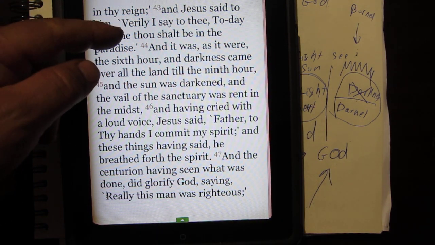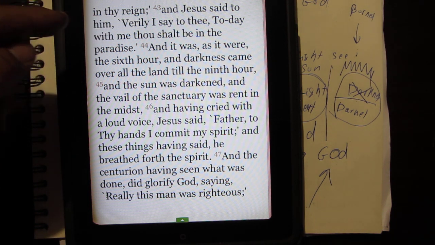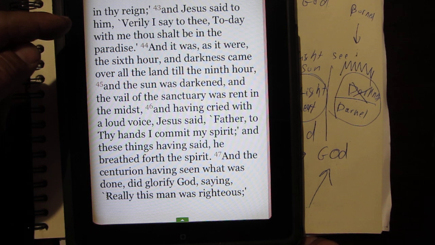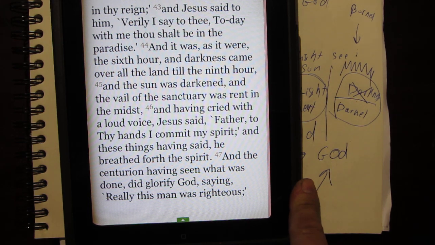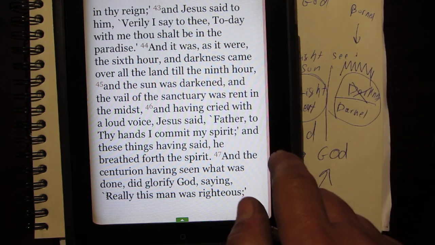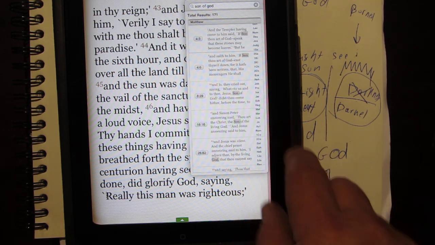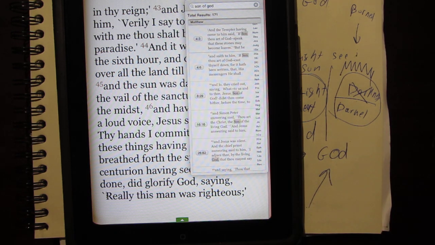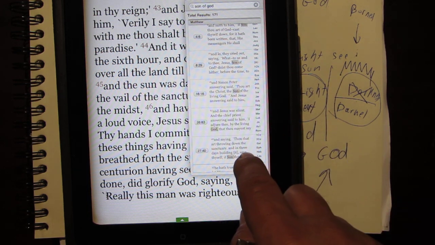Jesus did not speak to the thief on the left. Jesus acknowledged the thief on the right after he rebuked the other one for saying, save thyself and us, tempting him. So let's go back to now Son of God and see some other interesting places. And you can look at this yourself, and you'll see how it fits in, and it gets stronger and stronger.